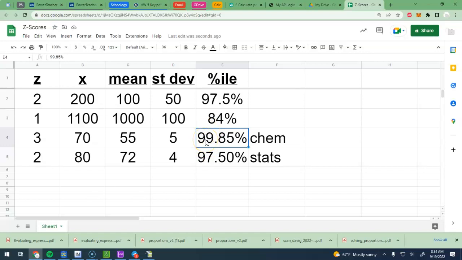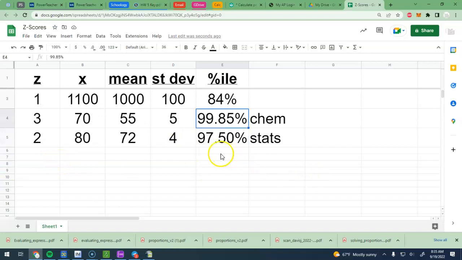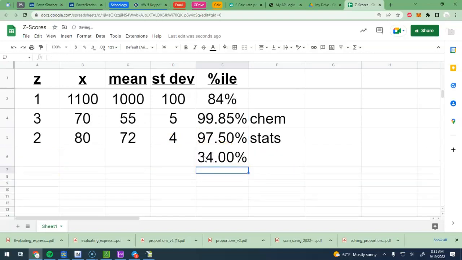Questions on those? Alright, then I can start leaving other things blank. So let's say I told you 34%. Your standard deviation is 8 and your mean is 50. Can you find the missing data there?